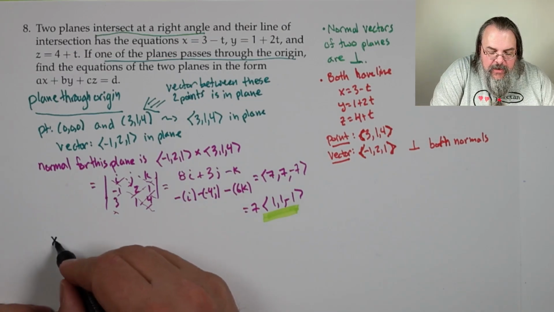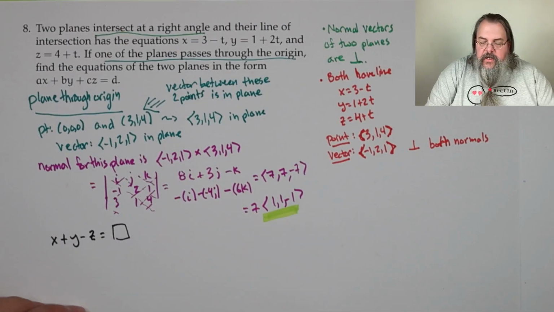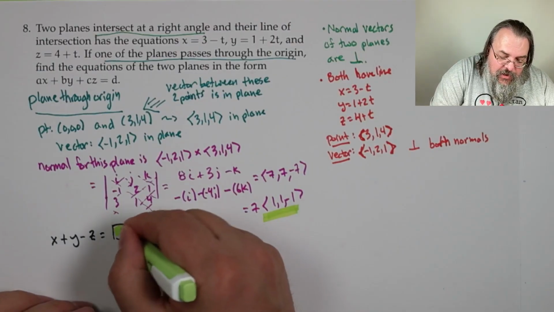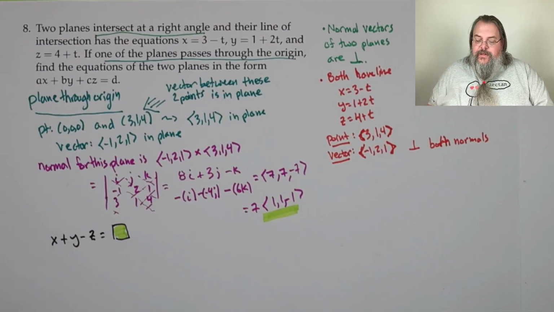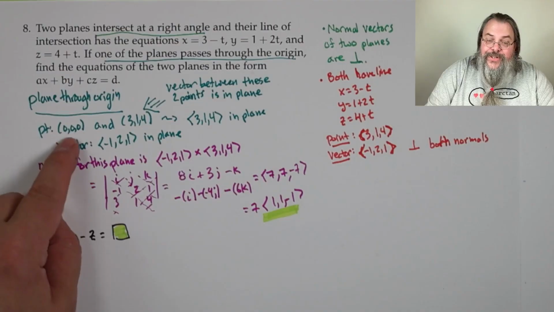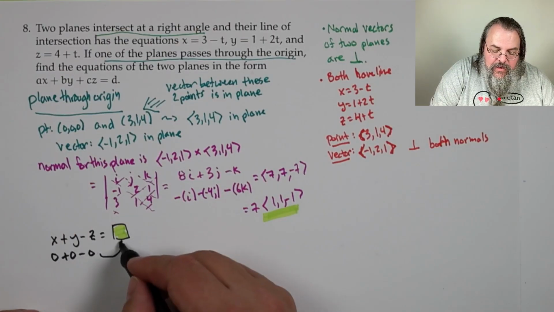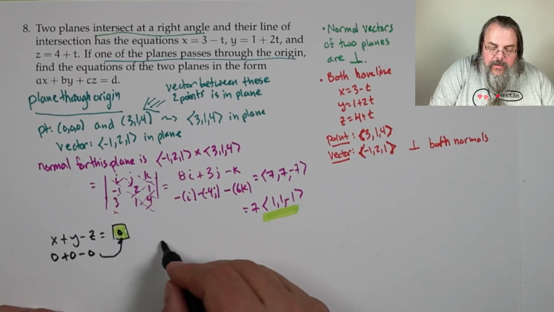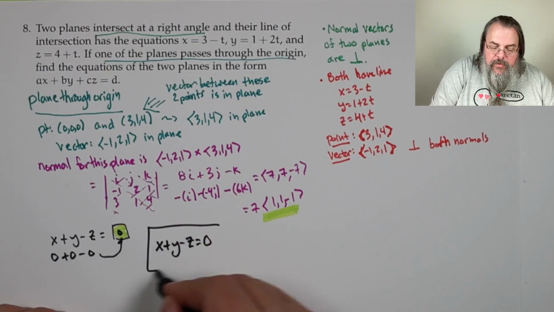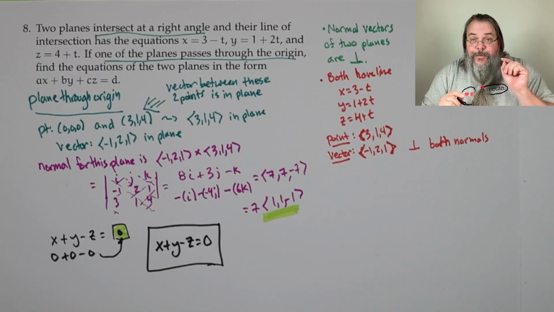Once we have our normal vector, we can write down our equation. We get x plus y minus z equals something. Now, what goes in the box? Well, pick a point. Is there a convenient point? We have 2 points, and (0, 0, 0) is ultra convenient. 0 plus 0 minus 0 gives us 0. So the plane through the origin that we were looking for is x plus y minus z equals 0.